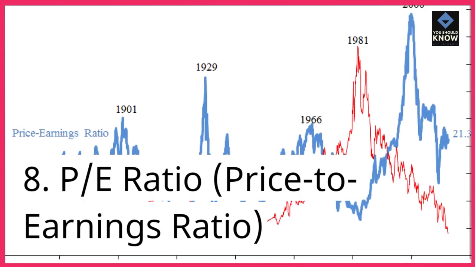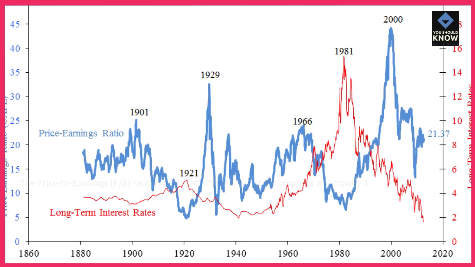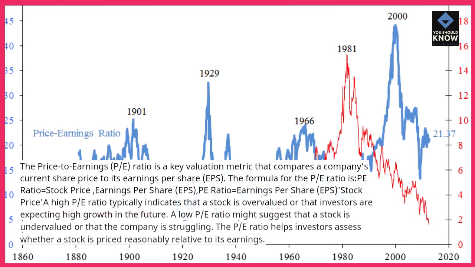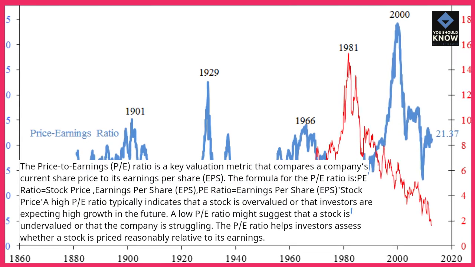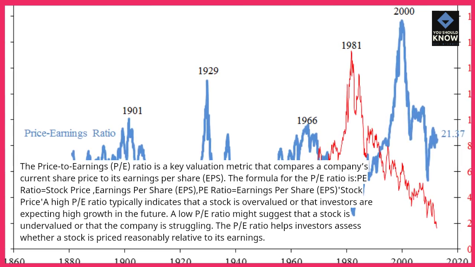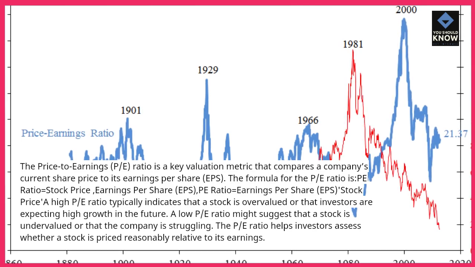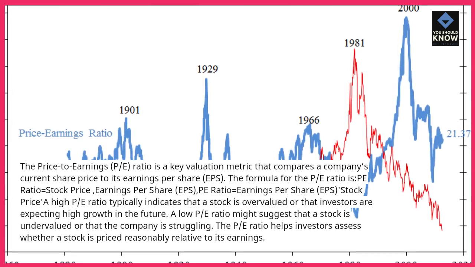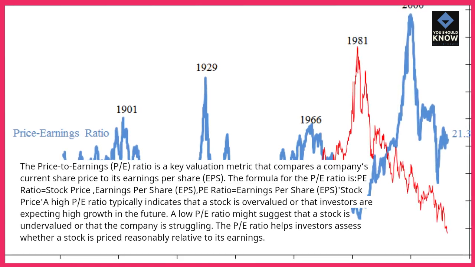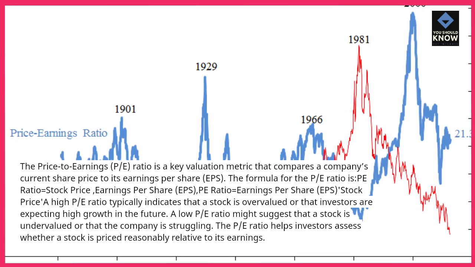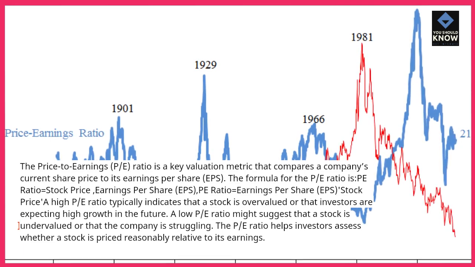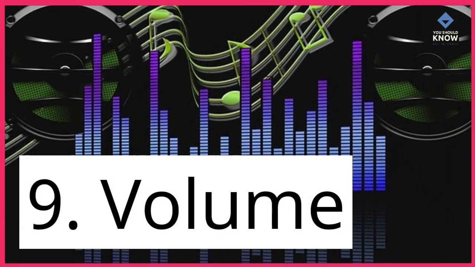8. P/E ratio, price-to-earnings ratio. The price-to-earnings (P/E) ratio is a key valuation metric that compares a company's current share price to its earnings per share, EPS. The formula for the P/E ratio is: P/E ratio equals stock price divided by earnings per share, EPS. A high P/E ratio typically indicates that a stock is overvalued or that investors are expecting high growth in the future. A low P/E ratio might suggest that a stock is undervalued or that the company is struggling. The P/E ratio helps investors assess whether a stock is priced reasonably relative to its earnings.